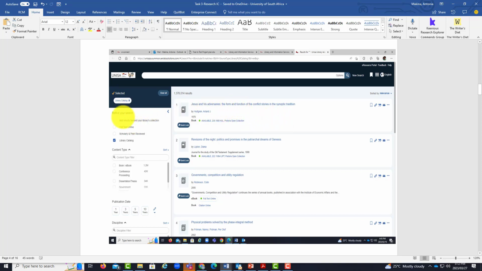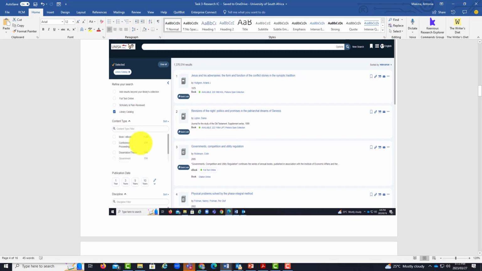On the extreme left, you can see how now you refine your searches for literature identification. Either you add results beyond your library collection, that is, you can go beyond what you have in your library as a university, or you can say you want to search for full text online only, or you want to search for scholarly and peer-reviewed literature only, or you can of course say I only want what is in the library catalog.